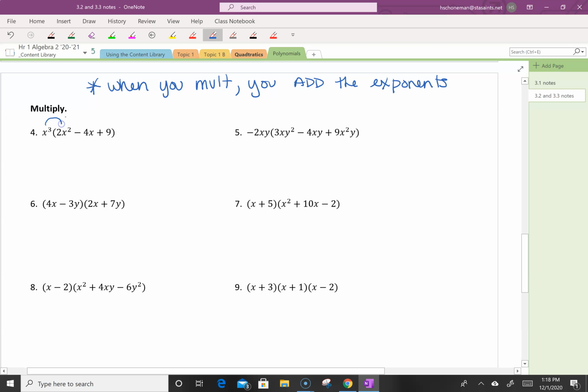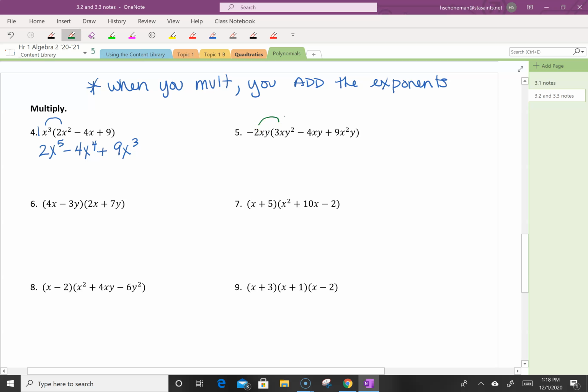Number 4, x cubed times 2x squared. Well, really there's an invisible 1 here. So 1 times 2 is 2. X cubed times x squared, I add them and I get x to the 5th. 1x cubed times negative 4x squared would be negative 4x to the 4th. And then times 9 would be 9x cubed. There's no like terms, so we're done.